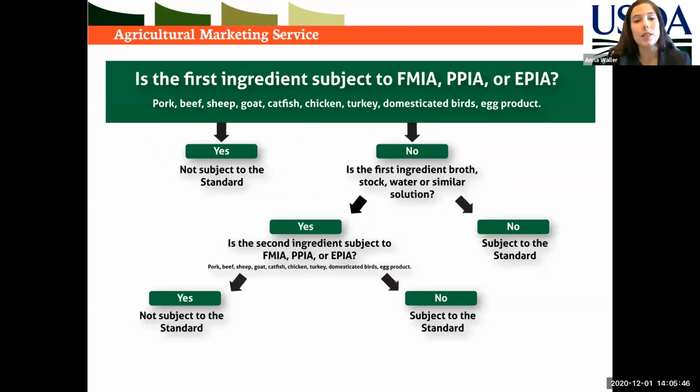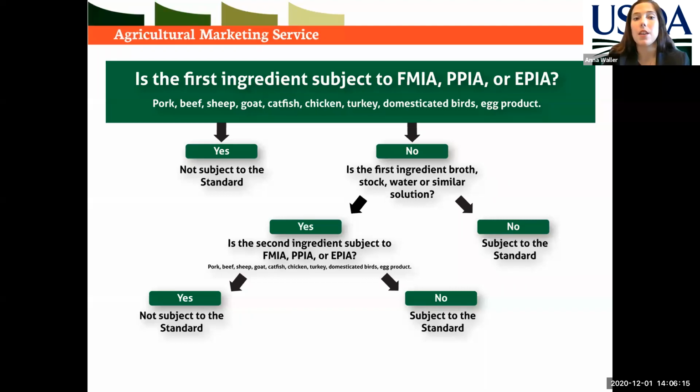First and foremost, the standard does not apply to foods that are primarily meat, poultry, or egg products. To figure out if a food is primarily meat, catfish, poultry, or an egg product, look at the first ingredient on the ingredient list. If that first ingredient would individually be subject to the Federal Meat Inspection Act, the Poultry Products Inspection Act, or the Egg Products Inspection Act, then the food is not subject to the standard.